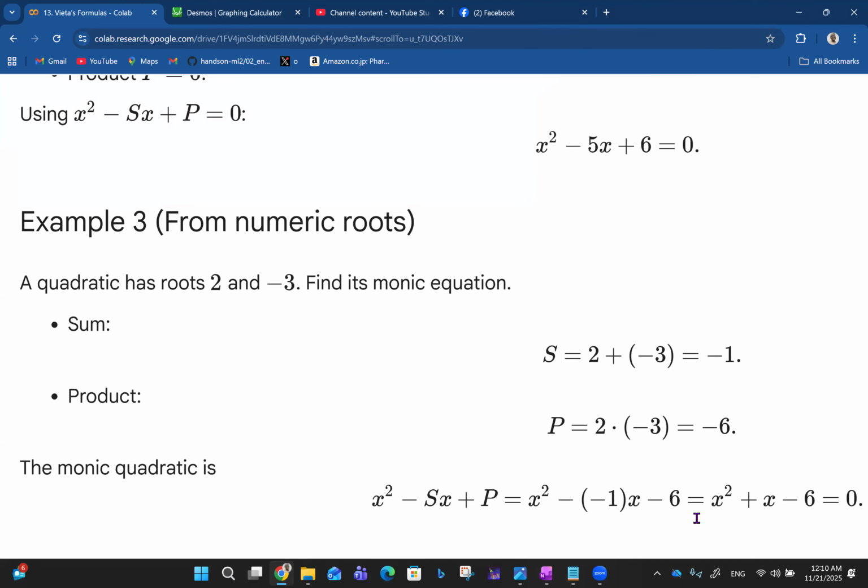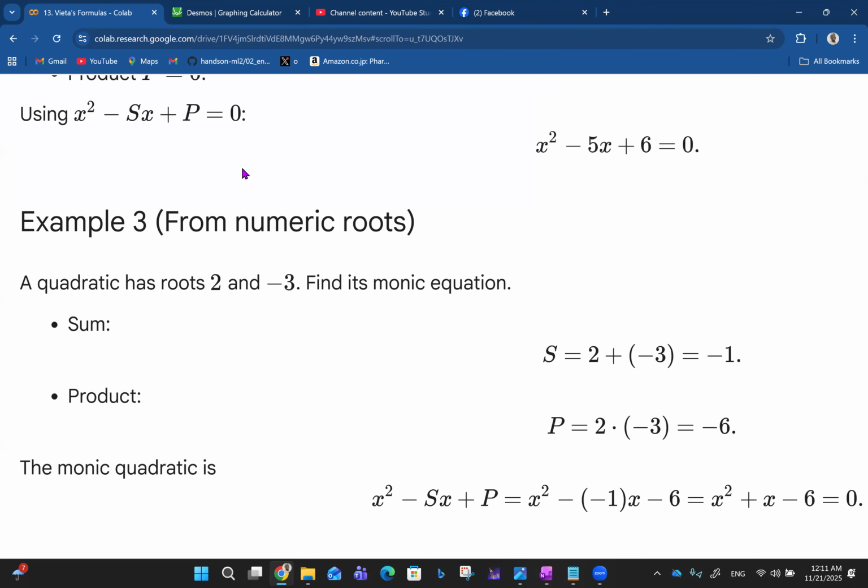So for numeric roots now, a quadratic has roots 2 and minus 3. Find its monic equation. First of all, find the sum. The sum S is 2 plus minus 3, that's 2 minus 3, in short, that's minus 1. Then P is 2 times minus 3, that's minus 6. So the monic quadratic is x squared minus Sx plus P, which equals x squared minus 1x minus 6, and that's simply x squared plus x minus 6, right? If you actually solve this, you get 2 and minus 3 for sure.